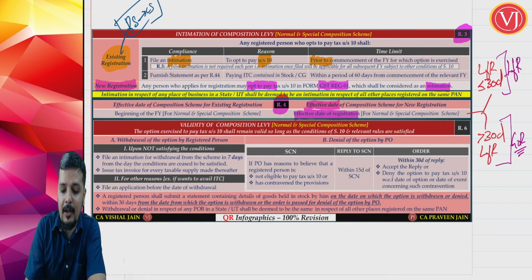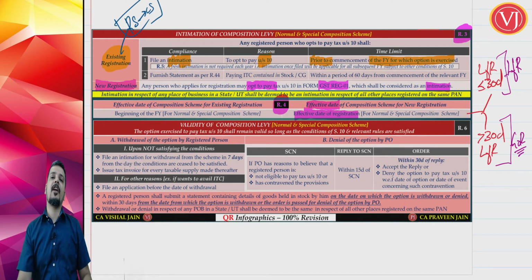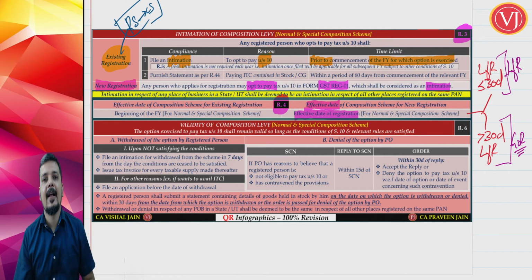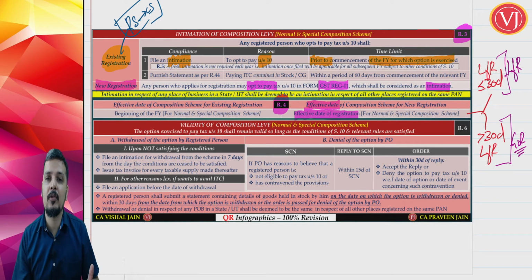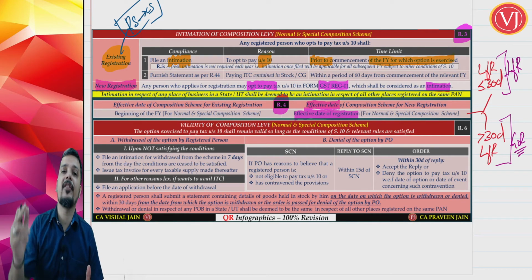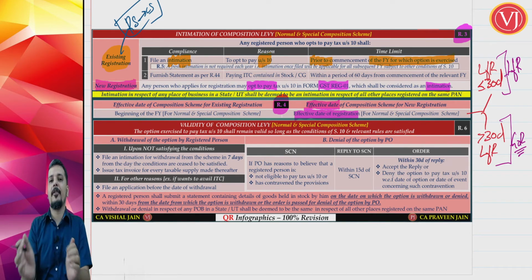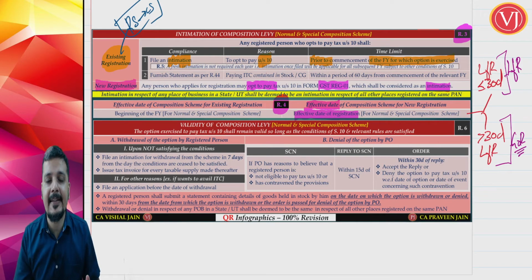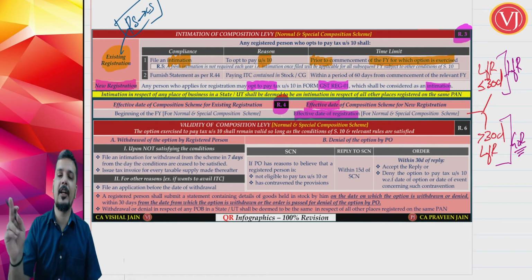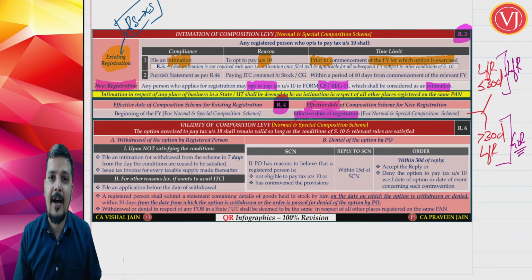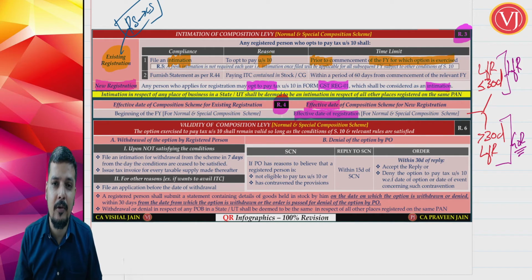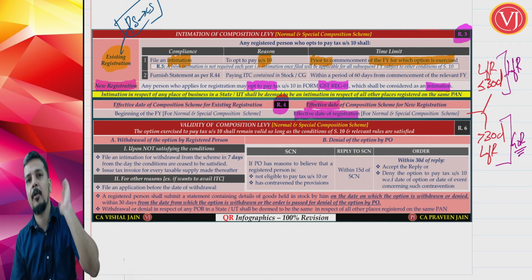Before the commencement of next financial year, which means if I want to go for composition scheme for financial year 22-23, I have to give that intimation before 31st of March 2022, before financial year 22-23 starts. If I want to go for composition scheme for financial year 22-23, that is 1st April 2022 to 31st March 2023, I have to give an intimation before that financial year starts. I have to give intimation before 31st of March 2022. If not, forget about that entire year.